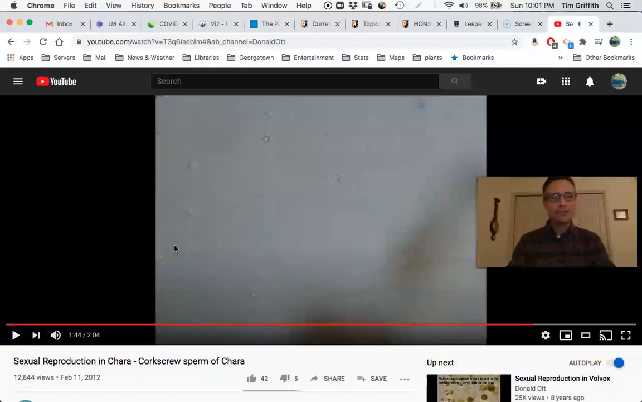Well done. So that's what fertilization looks like in a chara life cycle, and as mundane as that might seem, chara is one of the very, very few algae, particularly one of the very few green algae, that actually holds onto its egg and has fertilization inside some structure that contains the egg.